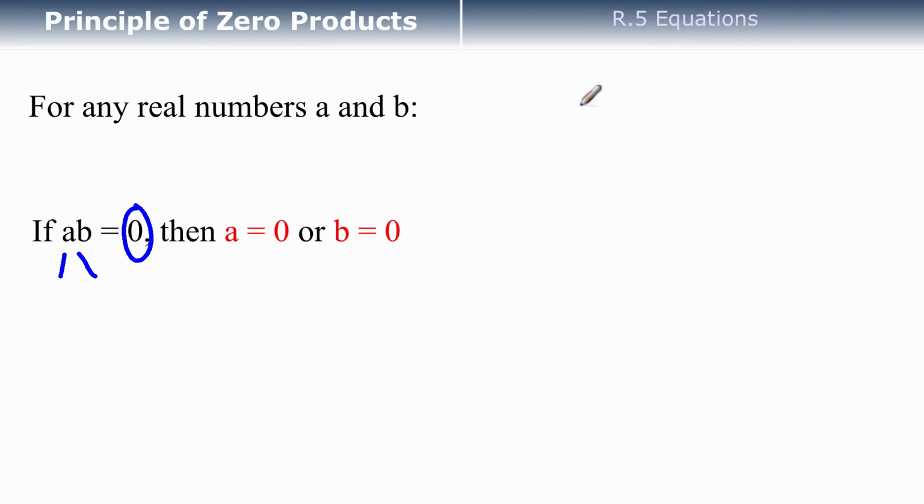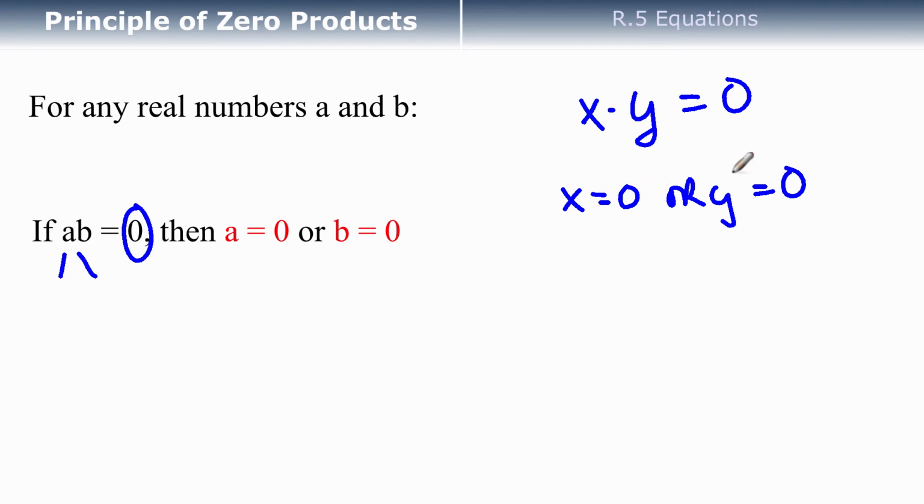So if I say I had x times y is equal to 0, then either x has to be 0 or y has to be 0. Okay? Either of those things, a 0 for x or a 0 for y, would make that statement true.